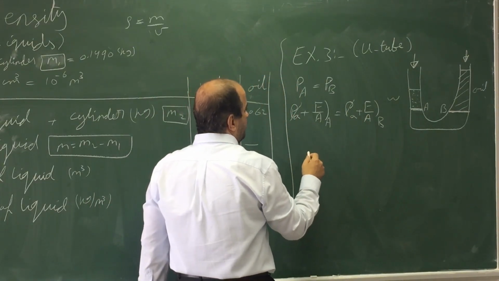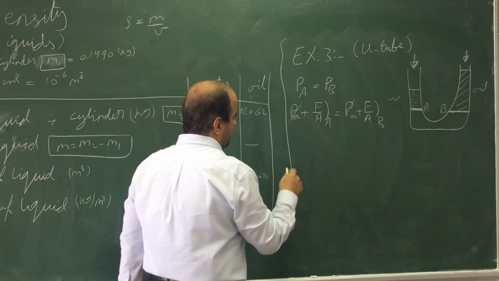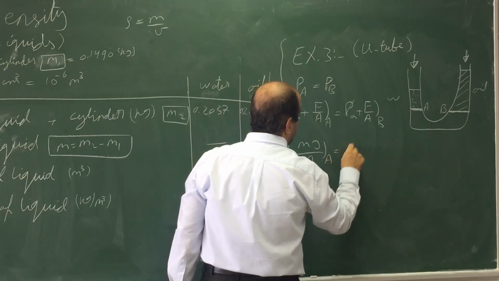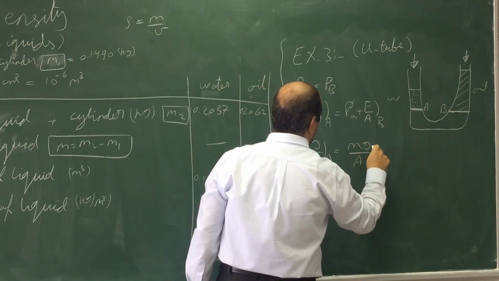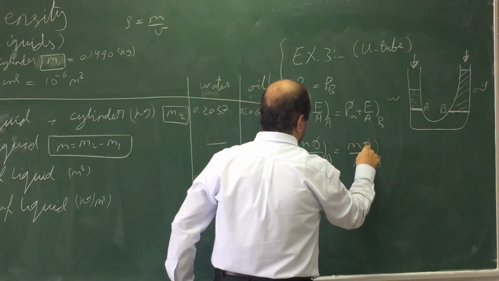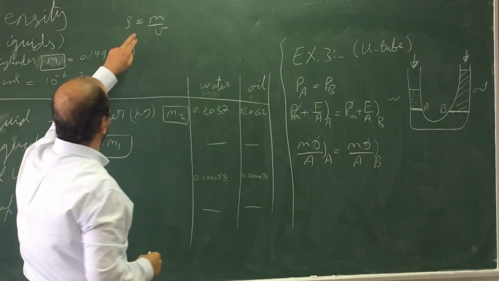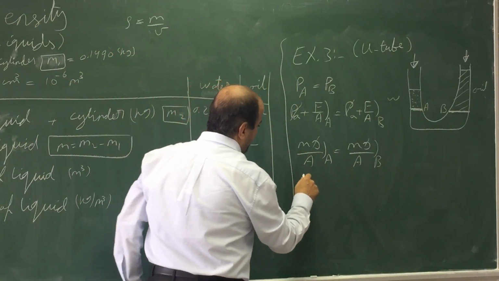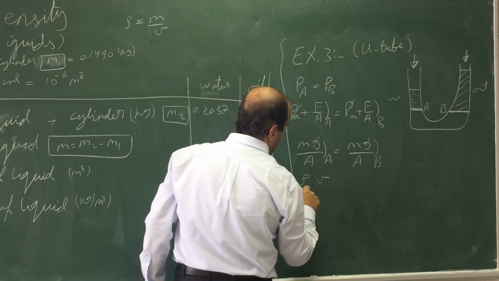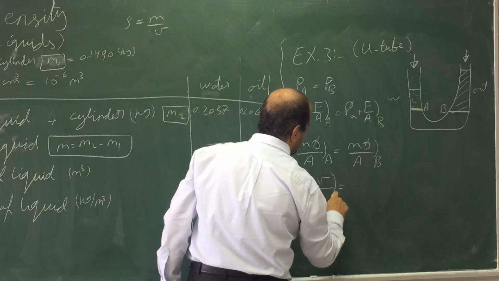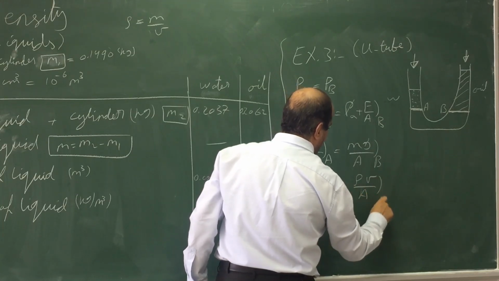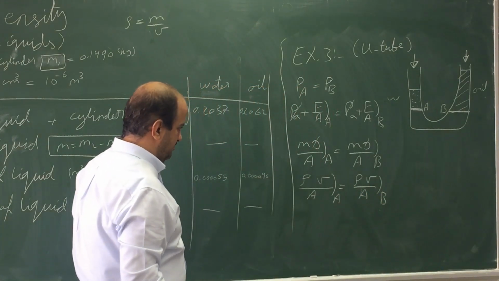Accordingly, we know that the force equals mass multiplied by gravity, so the mass multiplied by gravity divided by area at point A should equal the mass multiplied by gravity divided by area at the other point B, and we can also eliminate the g. And we know that the mass equals the density multiplied by the volume. We can put density multiplied by the volume divided by the area at point A, which should equal density multiplied by volume divided by the area at point B.